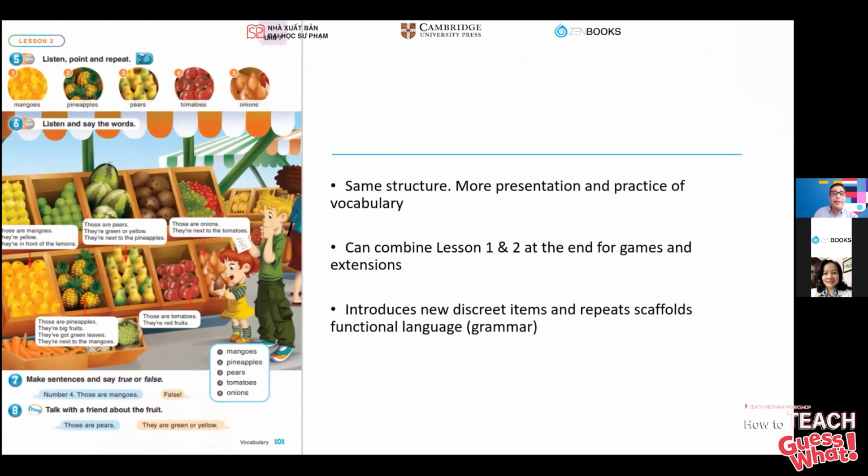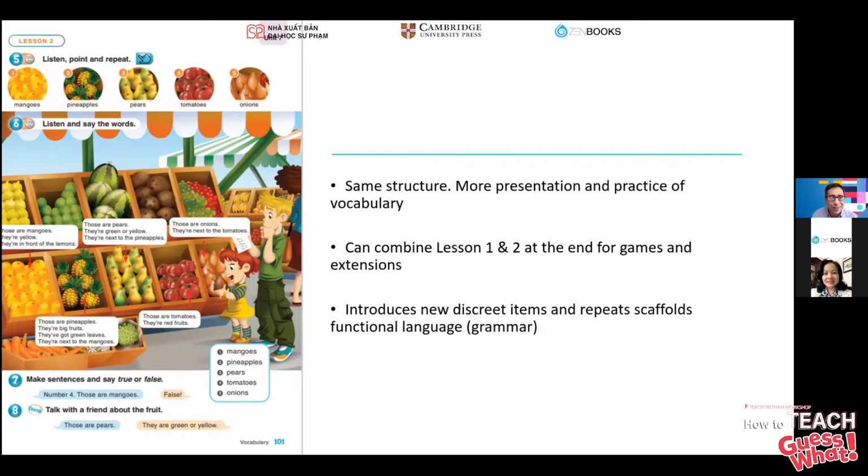Then, as Guess What continues, it moves on to lesson 2. Lesson 2 follows the same structure as lesson 1. It's more presentation and practice of vocabulary. Now, at the end, you can combine lesson 1 and 2 for more games and more extensions. But you can see I gradually provide extra vocabulary for the students. In this case, mangoes, pineapples, pears, tomatoes, and onions. And instead of saying these, now we're learning those, a different demonstrative pronoun. So it introduces new discrete items and repeats and scaffolds the functional language. That's very important.